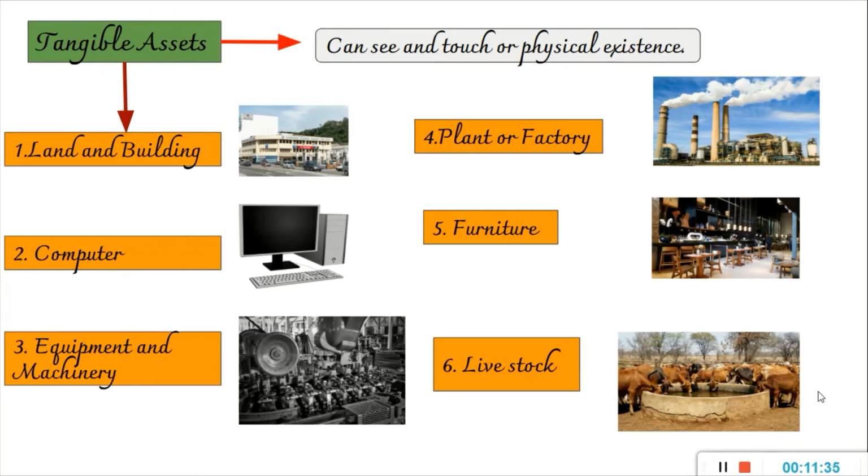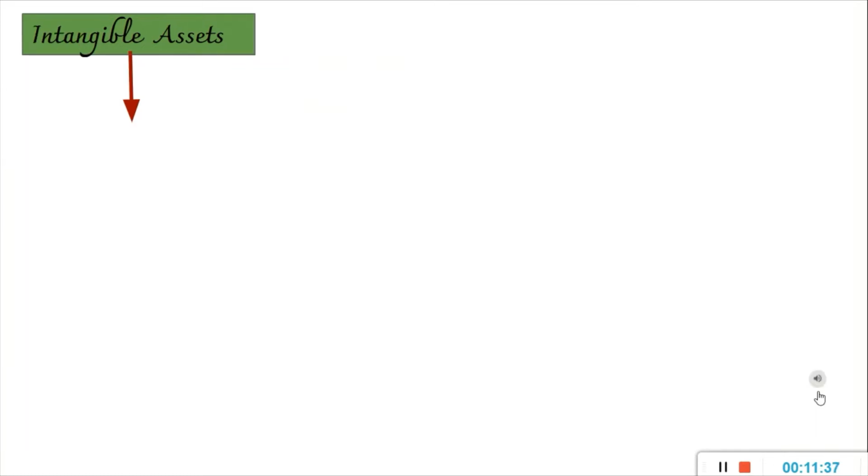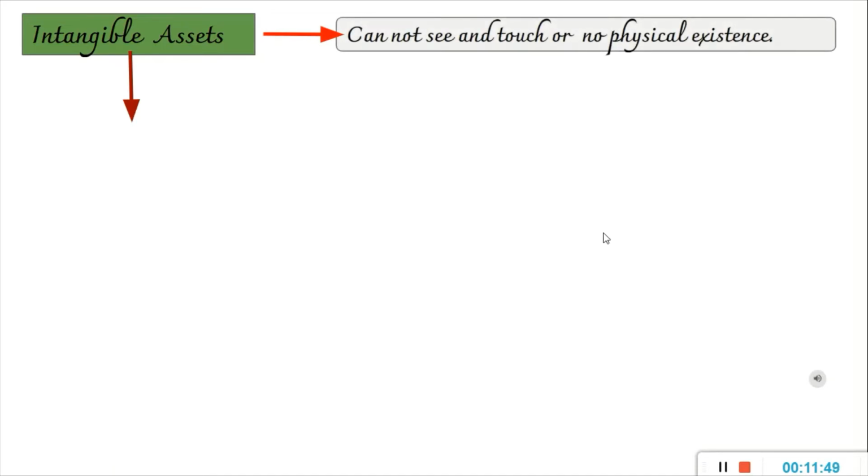Now let's see what intangible assets are. Now let's see some examples of intangible assets. What is an intangible asset? Those are assets we cannot see, we cannot touch, and they have no physical existence, right? Those assets are called intangible assets.